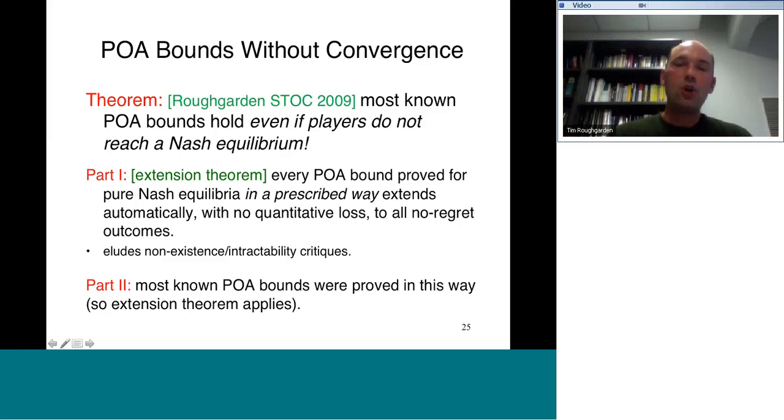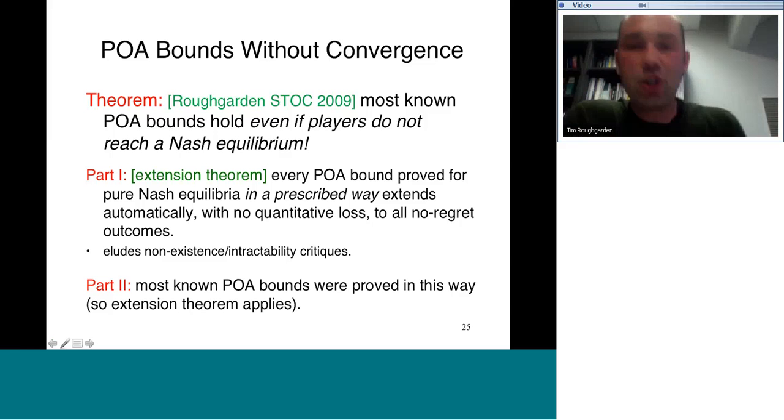So what I owe you next, and I'm going to give you more details on, is what do I really mean by this extension theorem? What does it mean to restrict the way in which you prove an approximation bound for pure Nash equilibrium? So that's what's coming up next. Any questions before then?